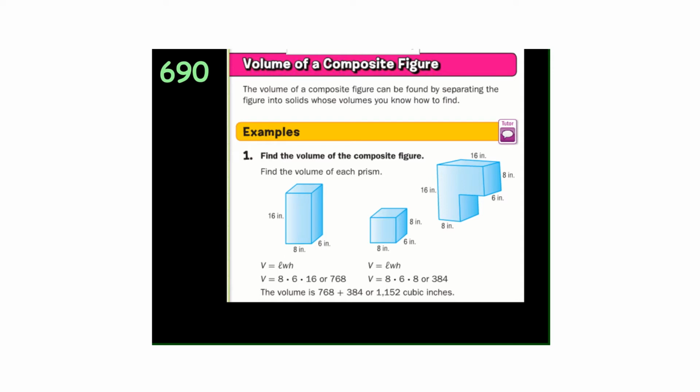Page 690. The volume of a composite figure can be shown by separating it into two volumes that you know. So what they've done here is they've taken this composite figure on the right, and they've made two figures out of it. So this piece is this piece, and this piece is this piece. So you find the volume of the first one, 16 by 8 by 6. And then you find the volume of the second one, 8 by 6 by 8. And then you just add them together and you'll have the volume of the composite figure.